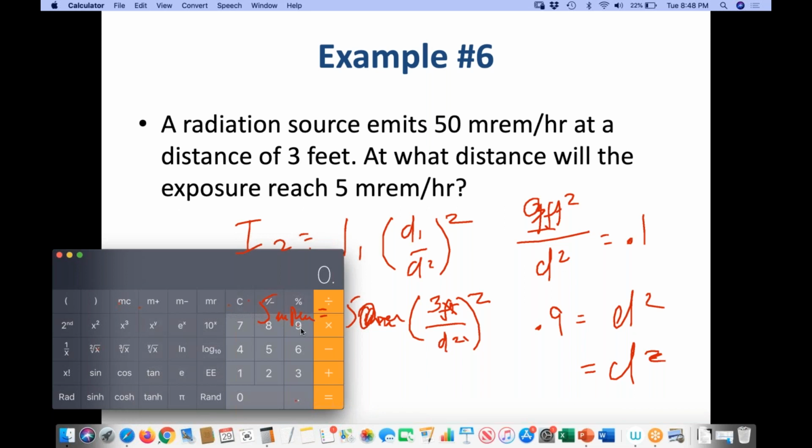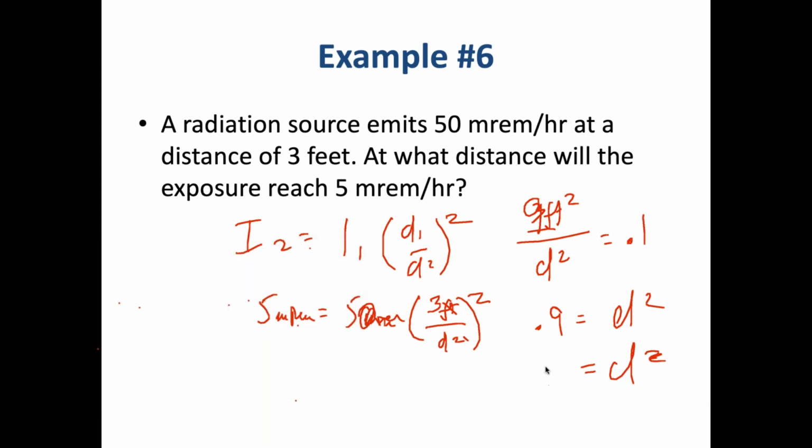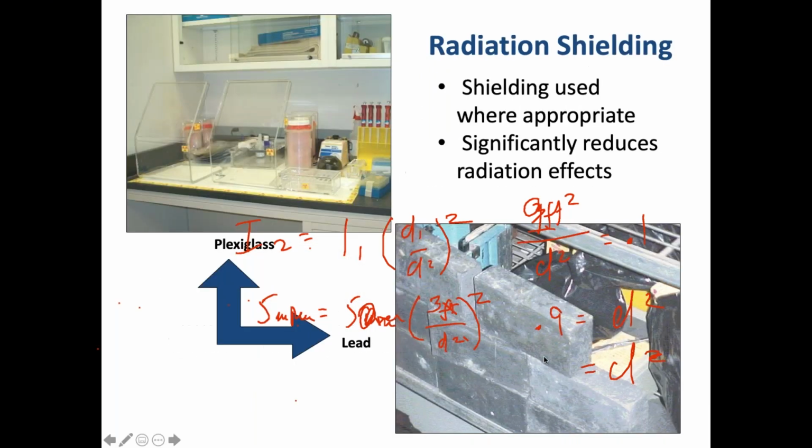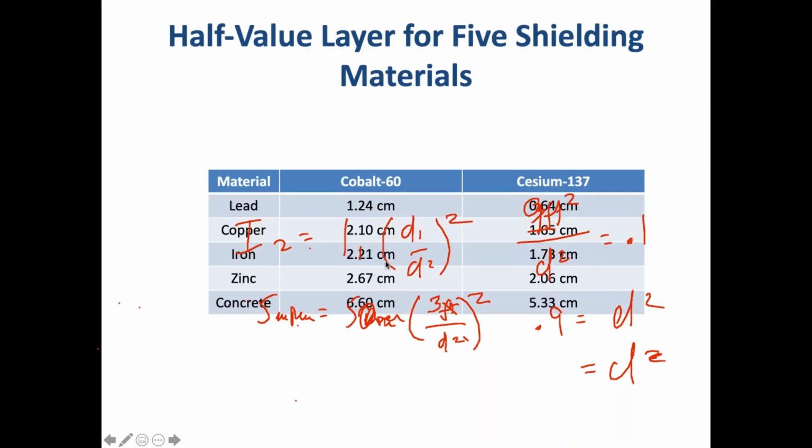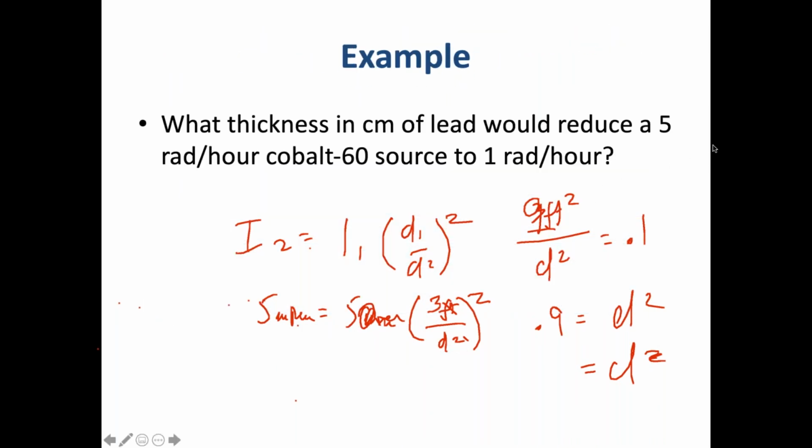0.9, square root. Yep, 0.95. And what are the units? What is that? Somebody said it was 9 feet? Okay, hang on a second. Let me try and get this so that it's working. Okay, so 9 feet squared, so it's 3 feet we started at, right? So that's 9 feet squared is equal to 5 over 50, which is 0.1.